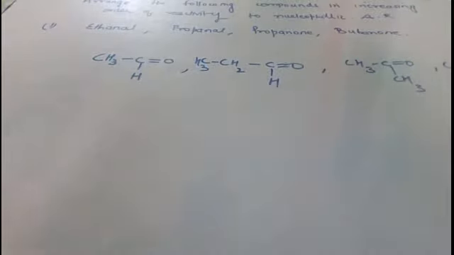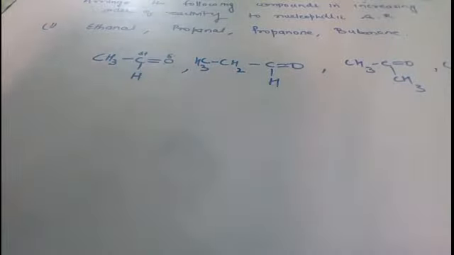Right. Now you have to compare. So you know that as the plus I effect increases, the polarity of this carbonyl group decreases. Why? Because this carbonyl group is a polar group. So carbon will be bearing the positive charge and oxygen will be bearing the partial negative charge, right, due to the polarity of the bond.